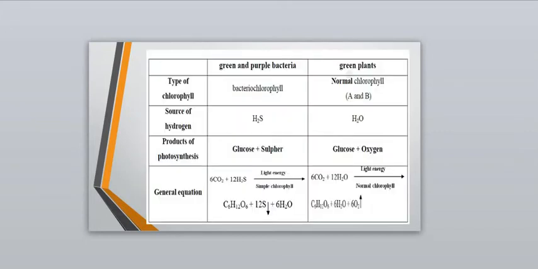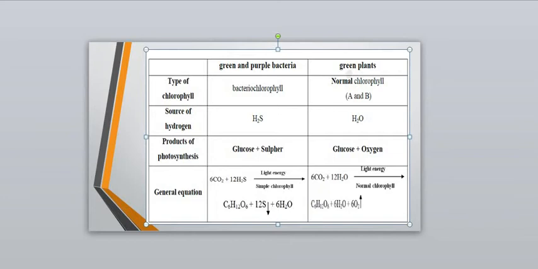Green and purple bacteria, and also the green plant, we can compare between them. First, the type of chlorophyll. Here we have bacteriochlorophyll. Why bacteriochlorophyll? Because it lives in the swamp, and this type of chlorophyll is called bacteriochlorophyll. In green plants, it is called normal chlorophyll, which are A and B.